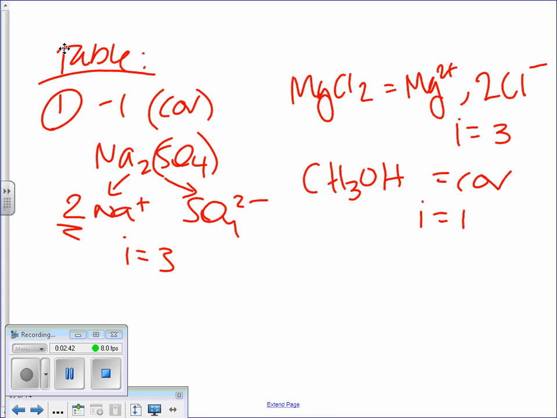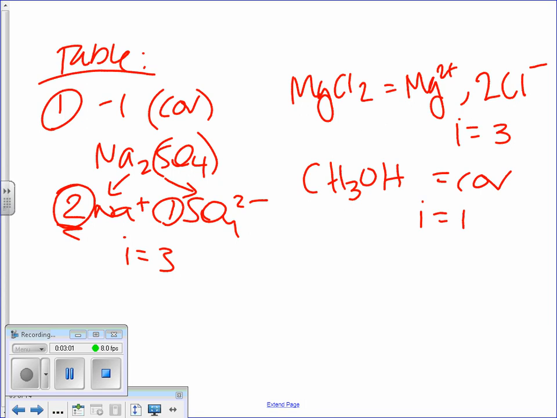Whenever I separate them, it's the numbers in front of them, which are the subscripts. So that's why it's like, there's 2 sodium, so there's 2 right there, and there's 1 sulfate, so 2 plus 1 is 3. Let me give you a hard one. Here we go.